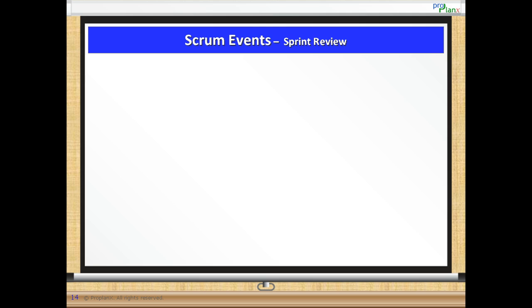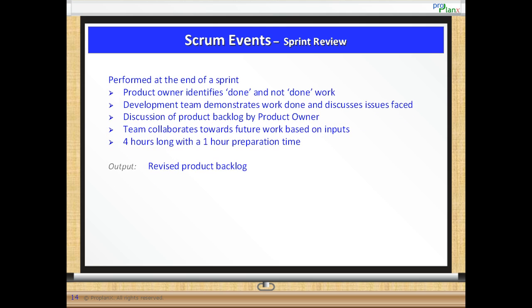Scrum Events: Sprint Review. A sprint review is held at the end of the sprint to inspect the increment and adapt the product backlog if needed. This is to encourage feedback and improve collaboration among the participants of the review meeting. The sprint review will help the product owner identify work that is done and not done. Work not done is placed back in the product backlog for later consideration.